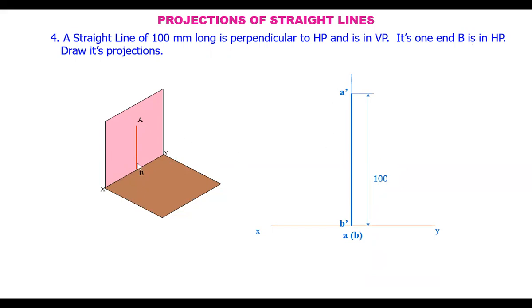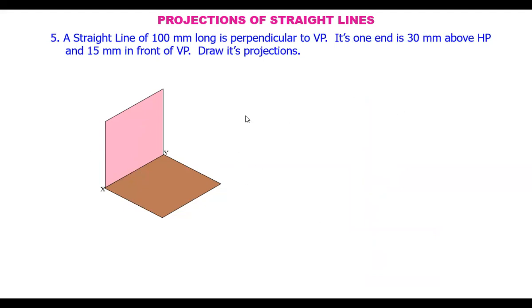And coming to the top view, both the points appear on the reference line only. So this point here itself is A as well as B. B is kept in brackets because it is not visible to the observer when seen from the top.